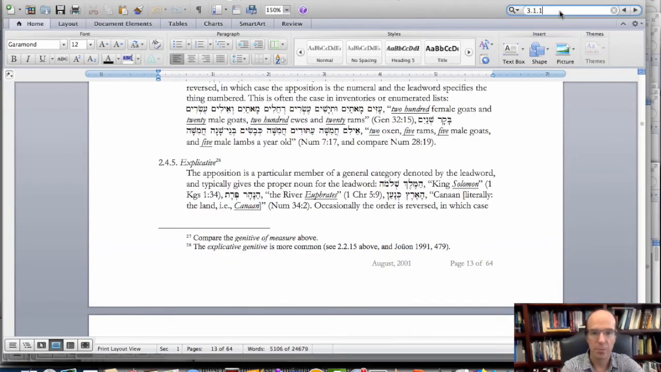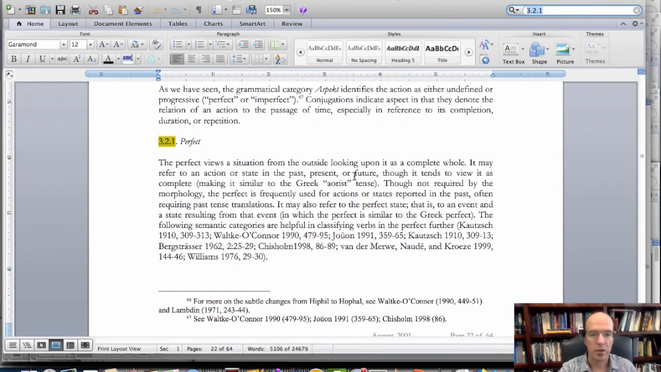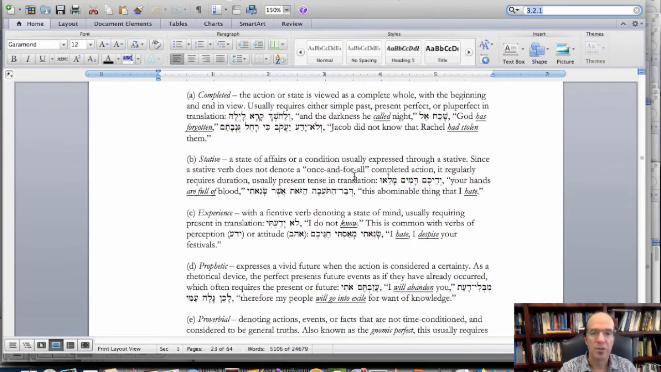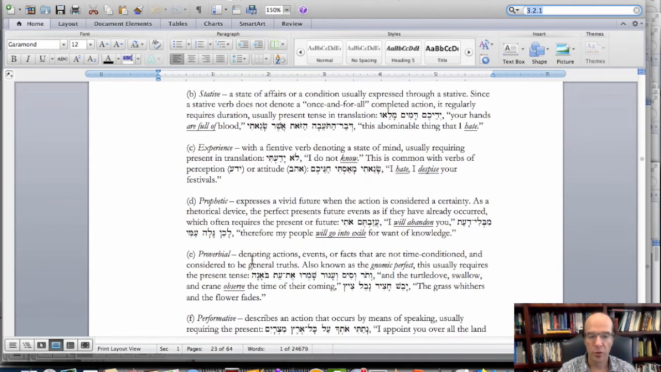And the perfect tense, if you go to the table of contents, you will discover that it's 3.2.1. Here we are, the perfect. Now, the perfect has some various options. Completed action, in the sense that from a view of the whole, this action is complete. Again, this isn't a state. Experience is a fientive verb denoting a state of mind, like I know. Prophetic typically is a way of, when you use a perfect, it's looking into the future, like blessed is the man who will walk. And then proverbial, denoting actions, events, or facts that are not time conditioned.